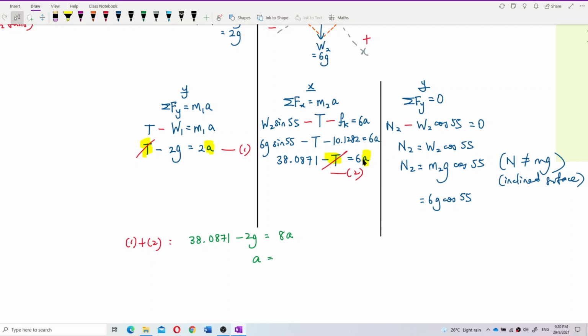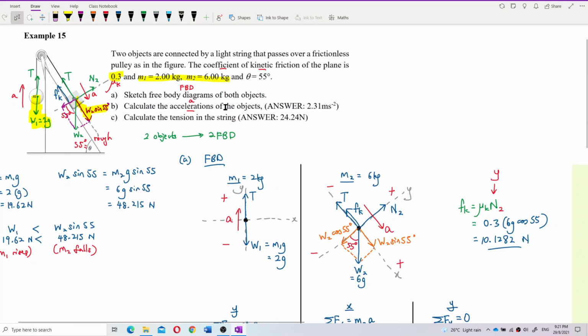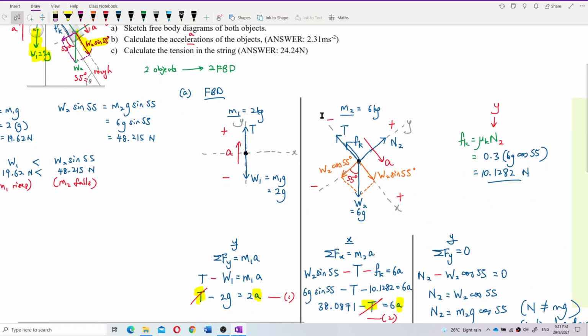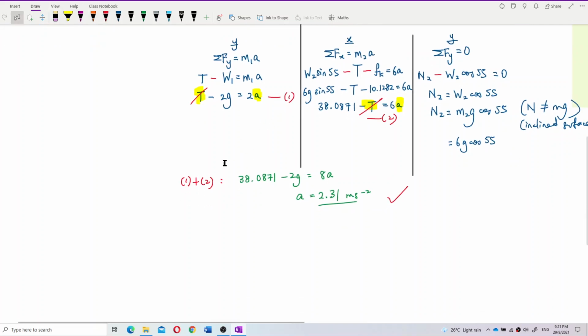So what's the answer? Let's calculate. I got the answer: acceleration is 2.31 meter per second square. Is the answer correct? Yes, I got 2.31. Bravo, I got the answer correct. Now let's find out the tension.